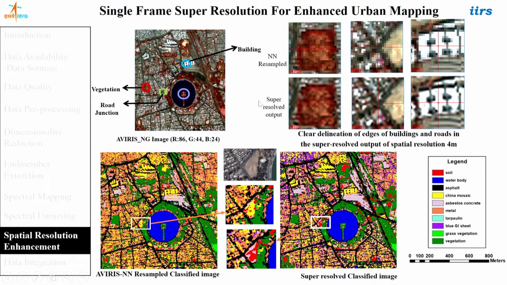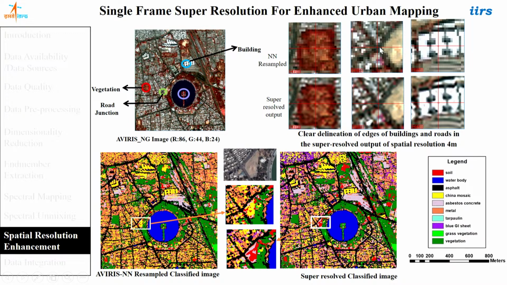Now, as I told, we can do the enhancement of hyperspectral data. Enhancement we can do in two ways. One, you go for super resolution. In this we have used the single frame super resolution technique. Here you can see this is your nearest neighbor resampled data. The data is available at 8-meter resolution.